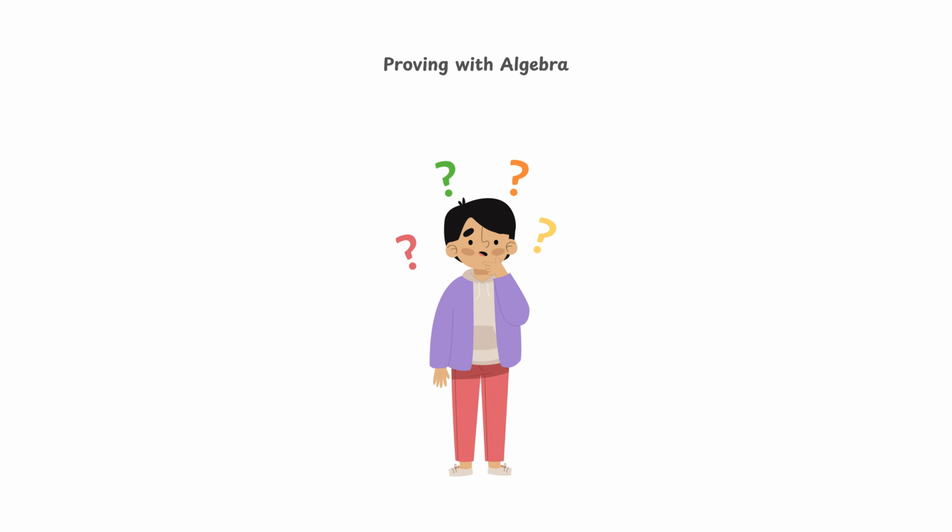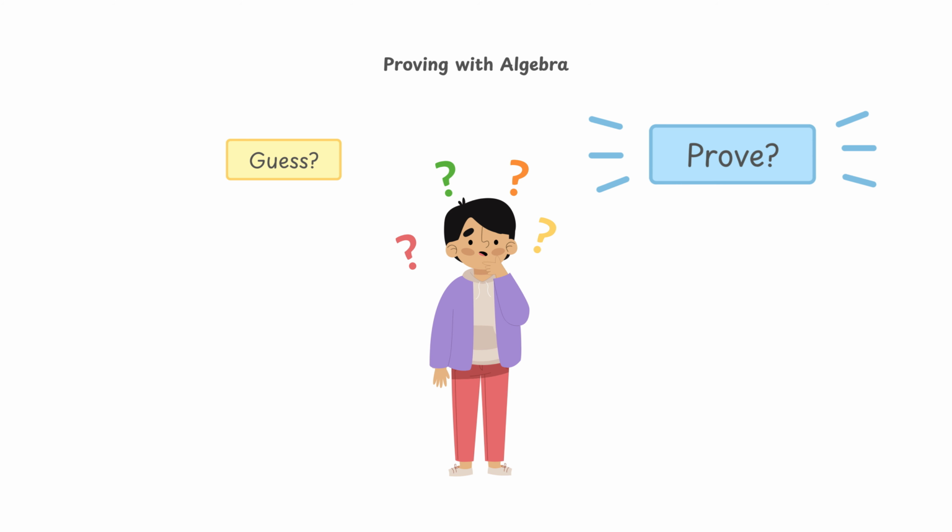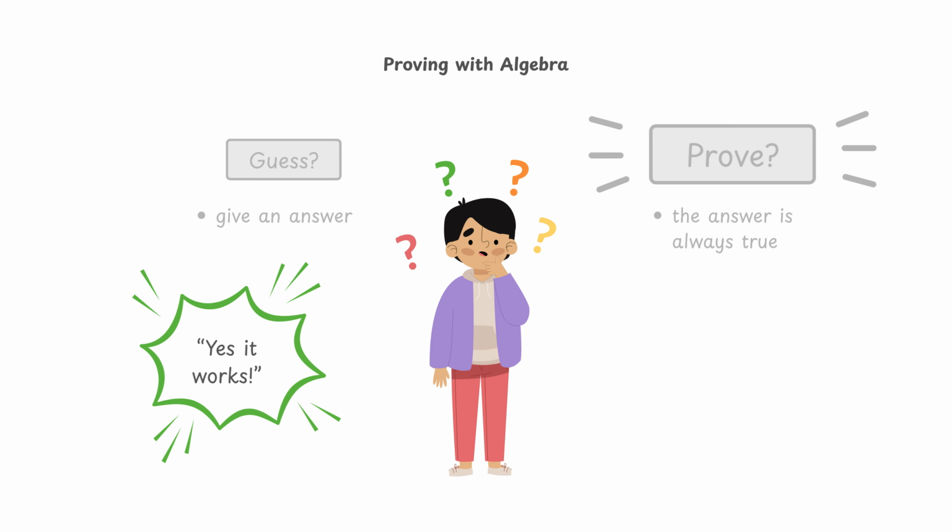Let's start with a simple question. Do we just guess, or do we prove? In maths, guessing might give you an answer, but proving shows that the answer is always true. Look at this situation. You might try a few numbers and think, yes, it works. But how do you know it will work for every value? That is where algebra comes in.